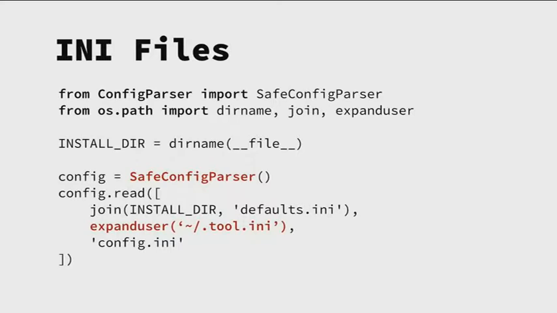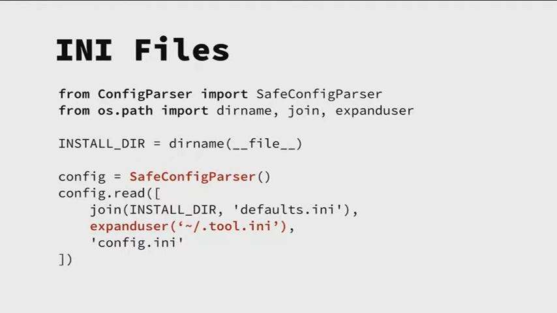I recommend you use safe config parser, because there are some security holes in some of the others. They're there for historic reasons more than anything else, as far as I can tell. The way that you use it is you instantiate your config parser, at which point you will have an empty configuration object. And then you call read. And read doesn't take a single file name, it takes a list of file names, which is kind of counterintuitive until you understand really what it's designed for.